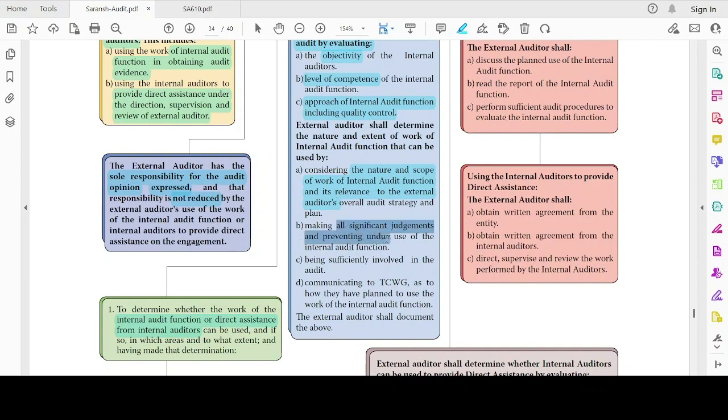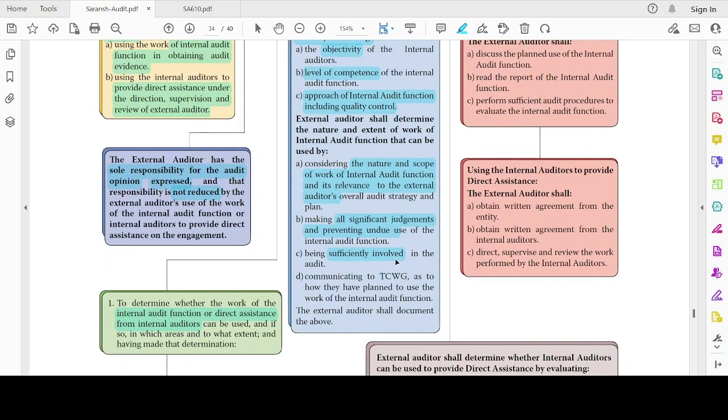Significant judgments and preventing undue use of the internal audit function. See, I have given the power to help me with the audit, right? He should not get undue benefit out of it. That's what this means. So I should also be coordinating with them for making the significant judgments. I should be sufficiently involved in the audit so that I will be in a position to know all the information that is known to that particular internal audit function.